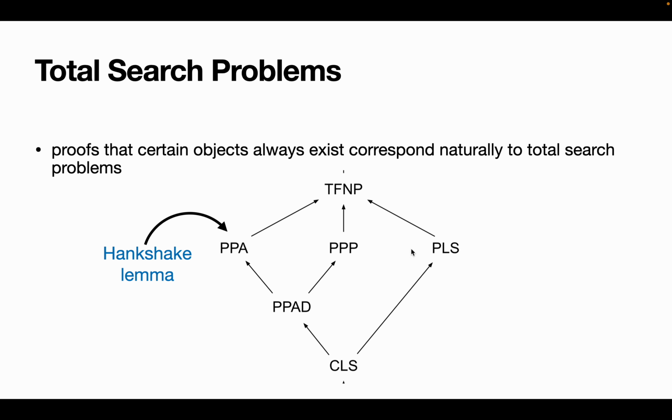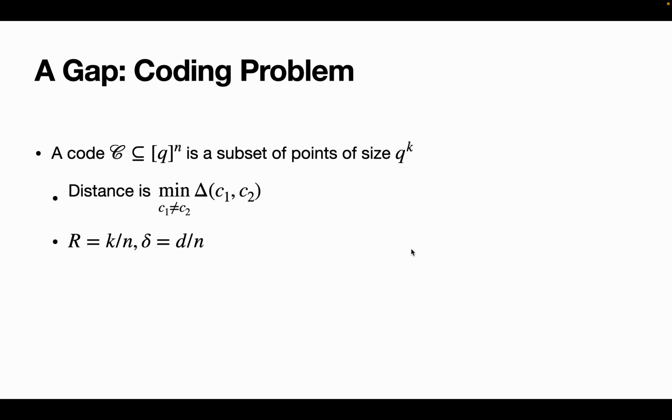So proofs of existence correspond to natural classes of total search problems. But there's a gap here. There's a class of very natural problems which somehow have yet to be classified in the TFNP hierarchy. And to tell you exactly what those problems are, we're going to take a short detour to coding theory.